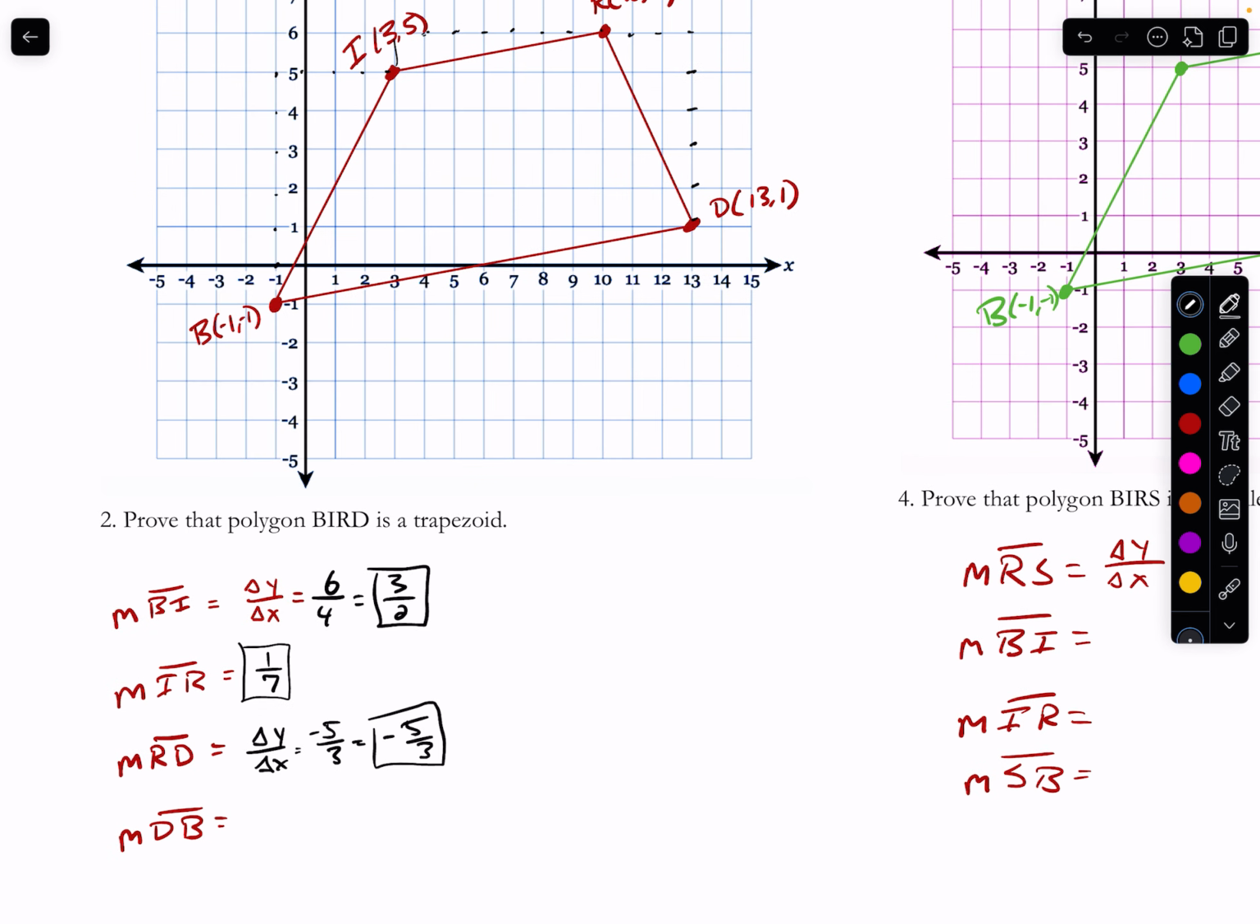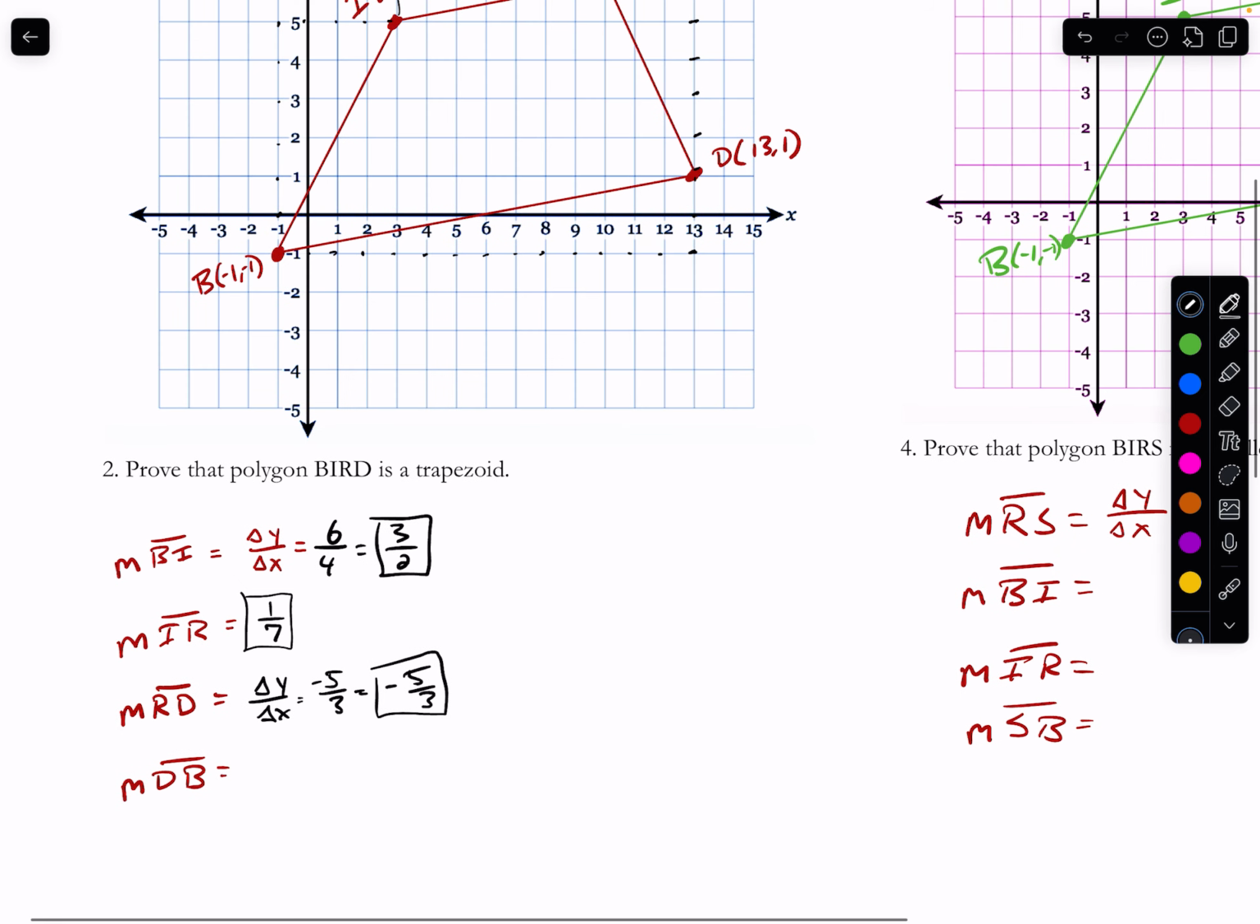And the last one is D to B. I'm going to go from B to D so I can have positive values here. So 1, 2, 3, 4, 5, 6, 7, 8, 9, 10, 11, 12, 13, 14, rise 1, 2. So I've got 2 as my rise and 14 as my run. Simplified would be 1/7.